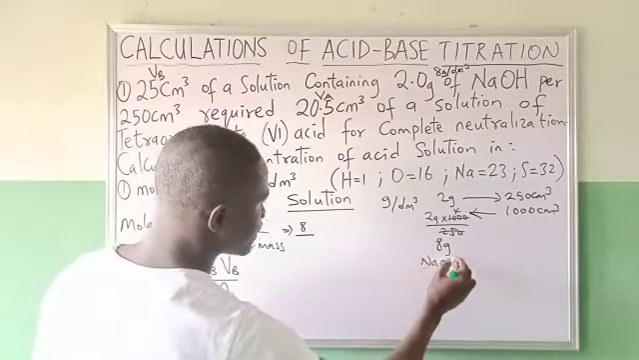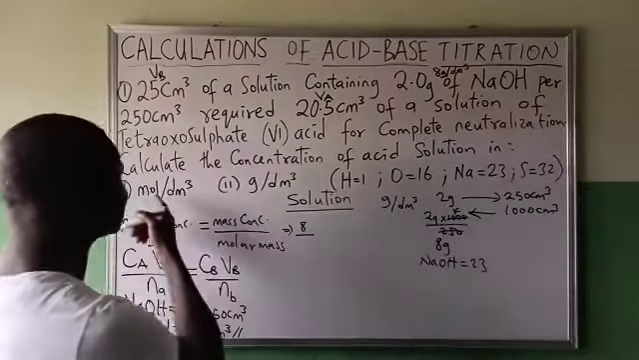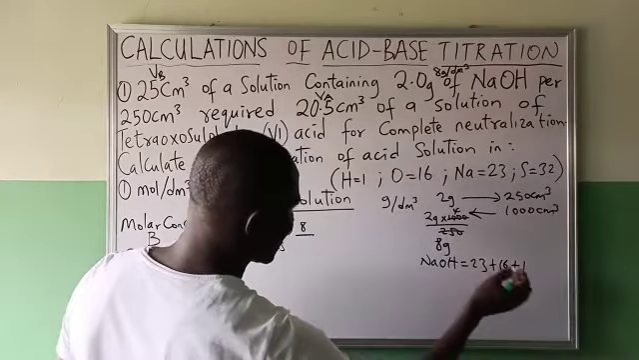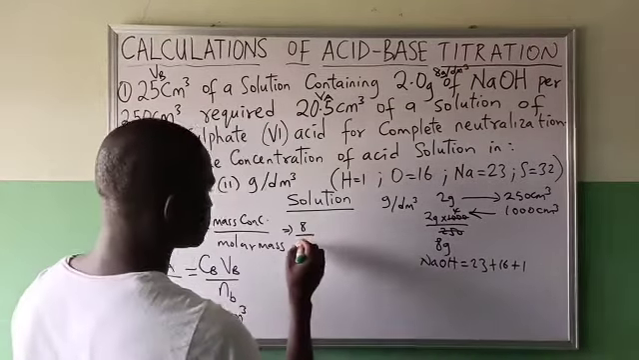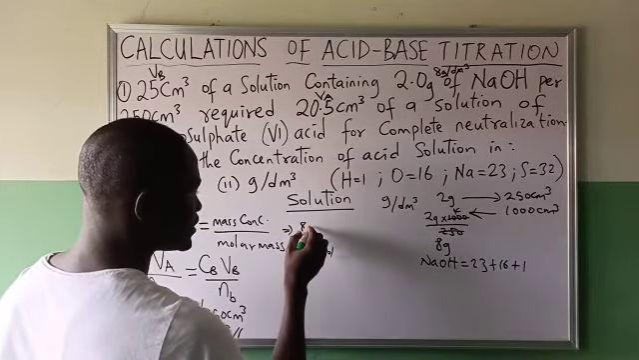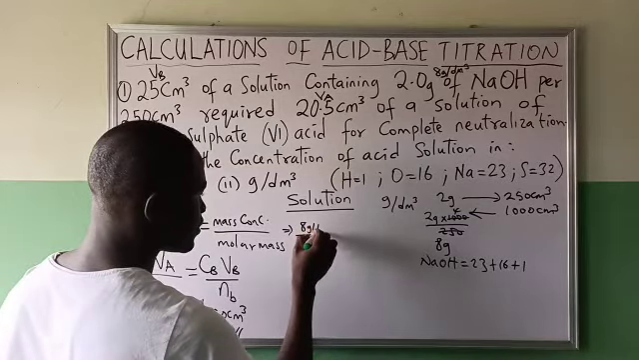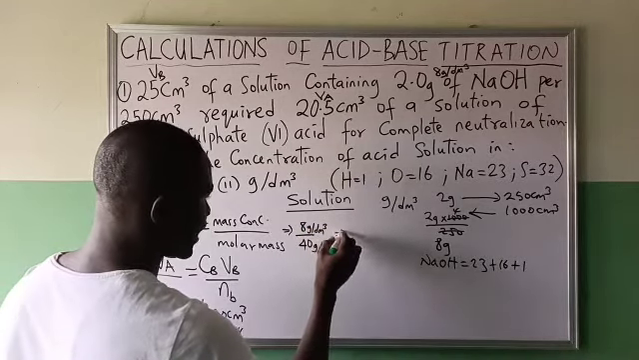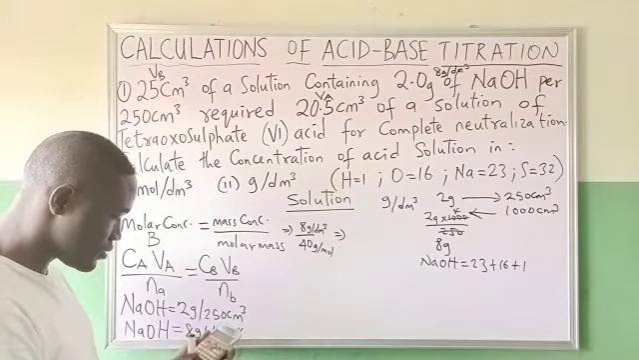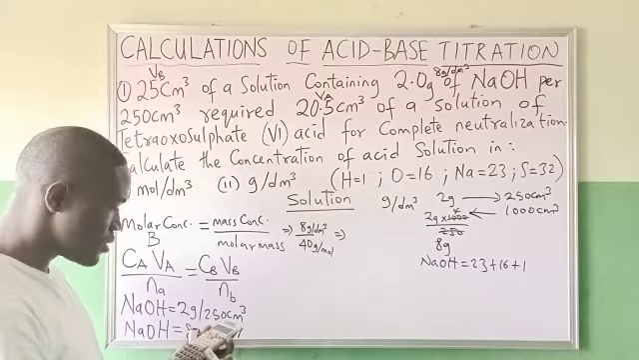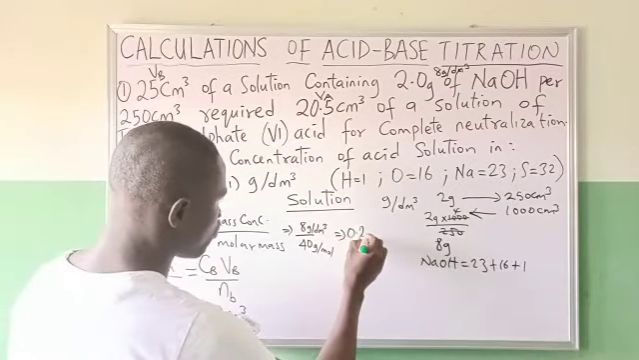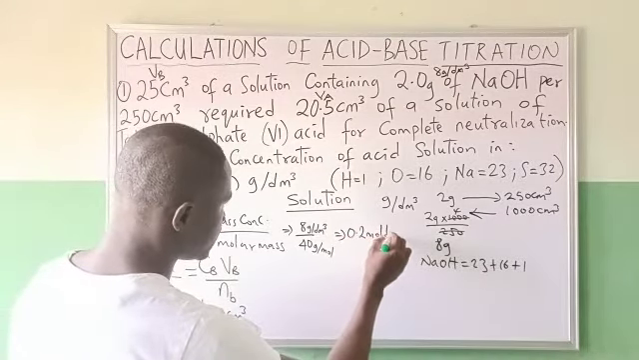Look at sodium hydroxide. Sodium was given to be 23. That is atomic mass of it. Plus oxygen 16 plus hydrogen 1. That is 40 gram per mole. And this is gram per dm cube. That will be given us, once we divide 8 divided by 40, that will be giving us 0.2 what? Mole per dm cube.